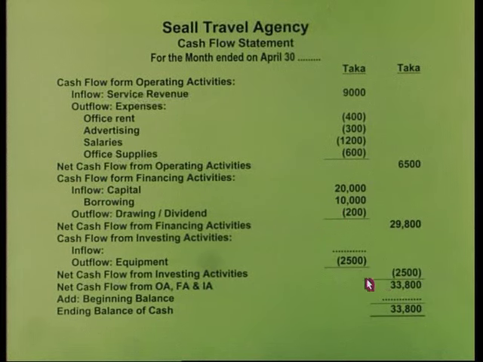So as you consider the net cash flow from all these three activities, that is net cash flow from operating activity, financing activity and the investing activity, that is equal to 33,800 taka. As we add the beginning balance, we do not have any beginning balance, but we have shown it in the format. So the total ending balance of cash is 33,800 taka.